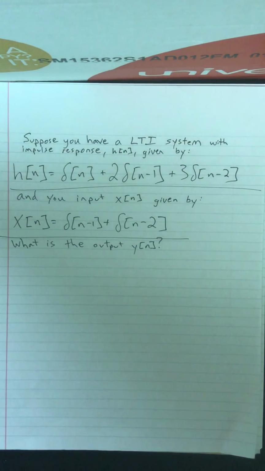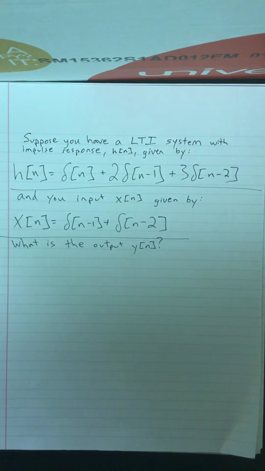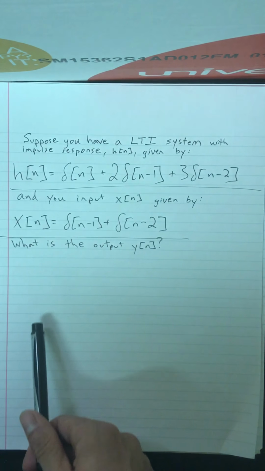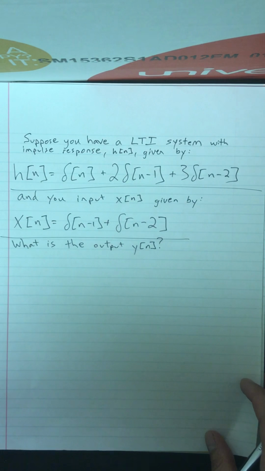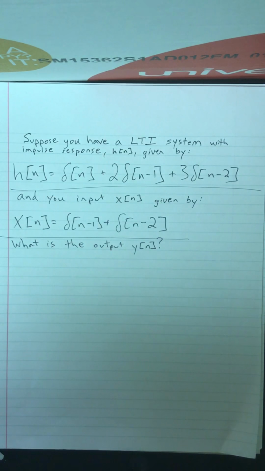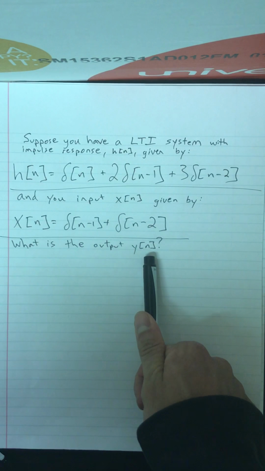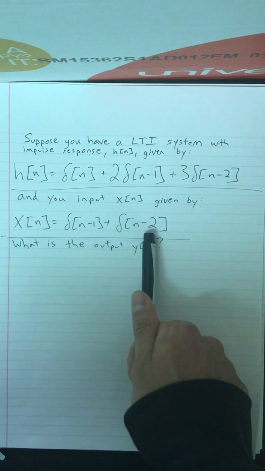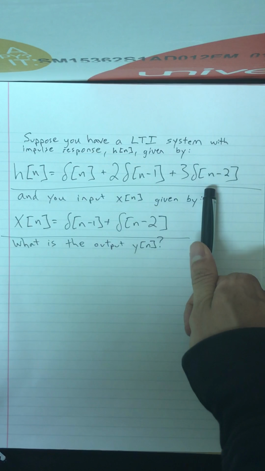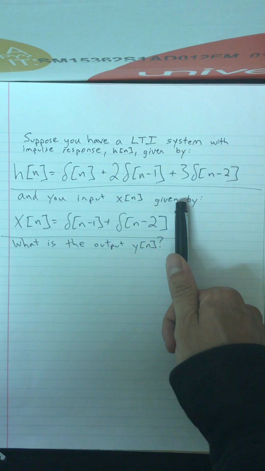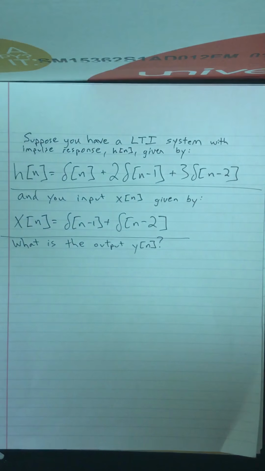Now, before performing the convolution, we should be able to get the length of the output just by looking at the length of the input and the length of the impulse response. The length of the output y of n is going to be the length of the input, 2, plus the length of the impulse response, 3, minus 1. So the length of the output is going to be 4. And we can go ahead and confirm that after we do the problem.